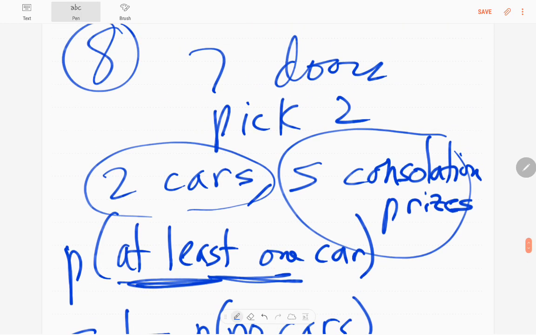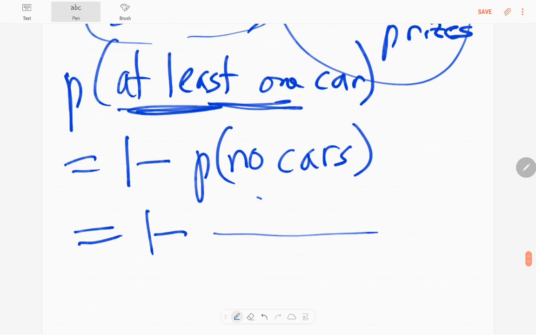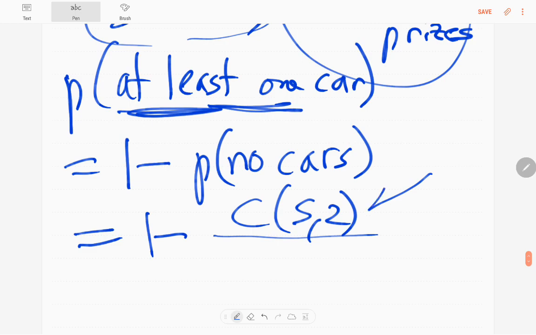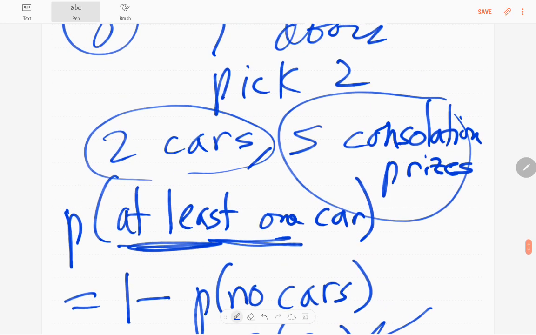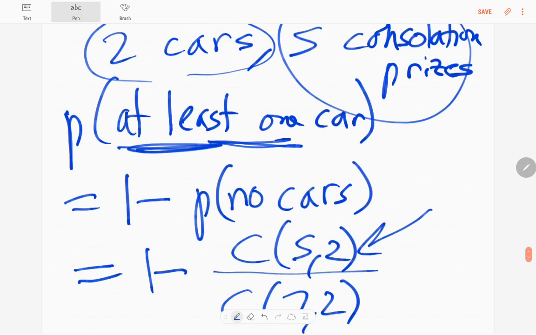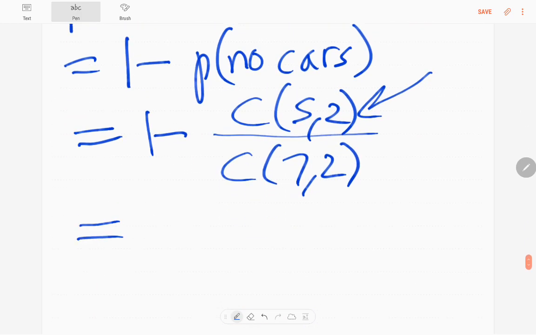How many ways can she do it? Well, I believe 5 choose 2 is the answer. 5 choose 2 combinations, because this is just the number of ways that she can select 2 of the 5 losers. And we would just divide that by the total number of choices. But keep in mind that there are 7 doors total and she's choosing 2 of them. So 7 choose 2 is the size of the sample space.